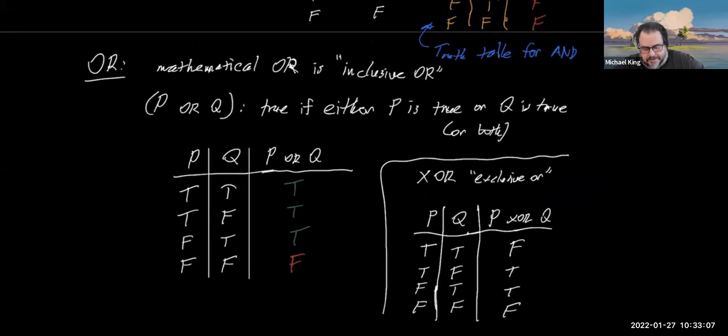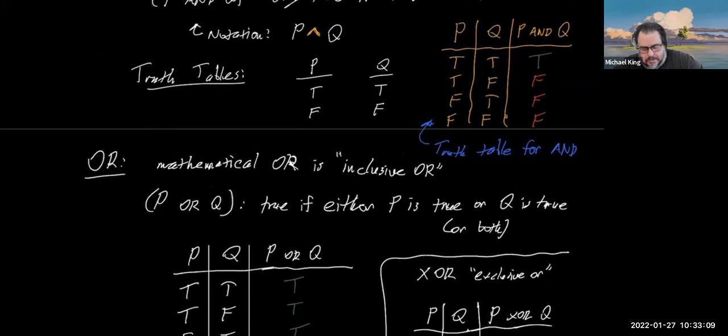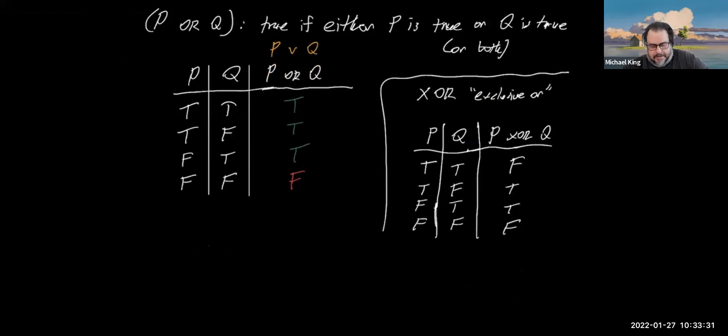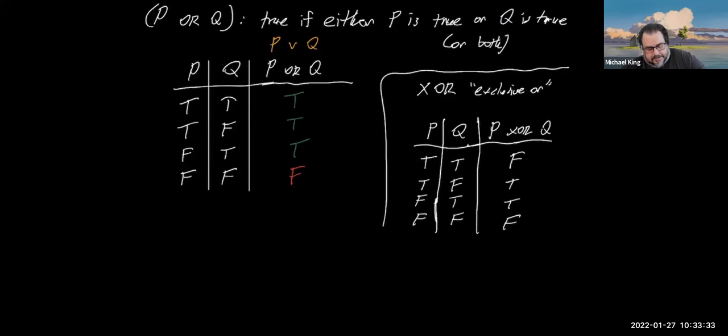Oh, by the way, I forgot to say up here, the notation for P or Q that you'll sometimes see is like P wedge Q. So the little V is or, and the little caret is and. But again, most of the time I'll just write out the word. It doesn't take that much more effort. So yeah, sorry. So we have not.